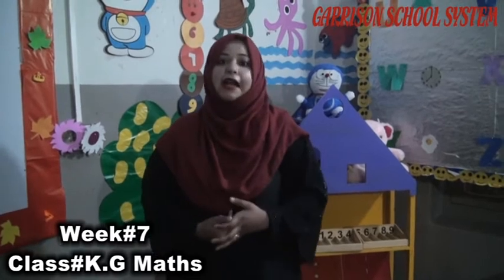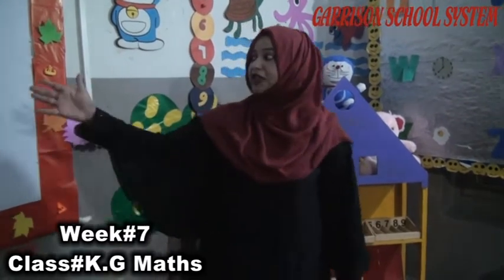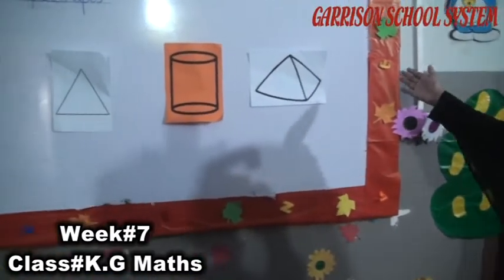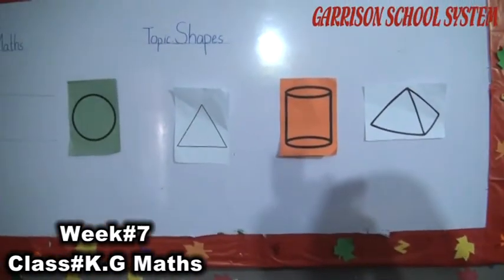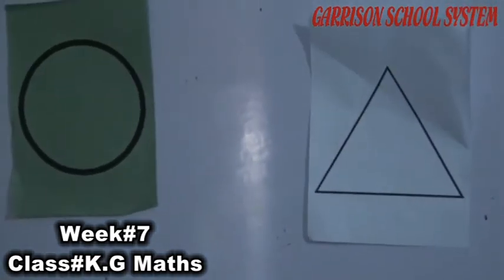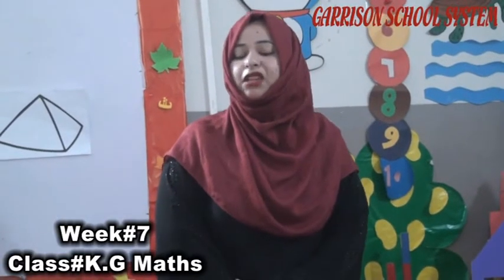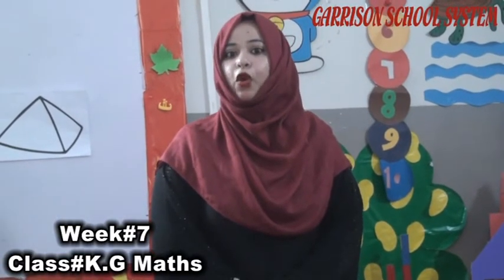There are two types of shapes: 2D shapes and 3D shapes. You can see the shapes over here on the board. There are different shapes on the board. Today I am going to teach you about the shapes with the help of page number 26-27 from pre-primary book A.